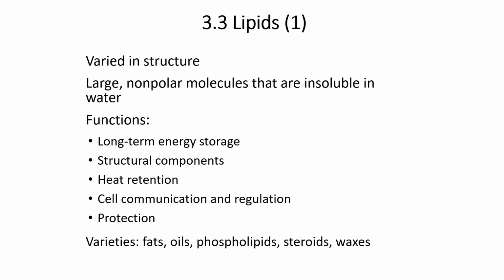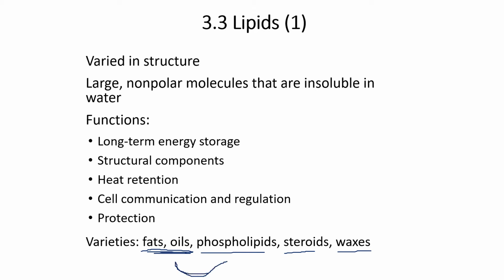And you have four categories. Those are fats and oils, phospholipids, steroids, and waxes. And you'll say, Dr. Hilton, that's 5 categories, but fats and oils are the same thing. They are structurally the same and functionally the same. So each of those groups looks a little different.